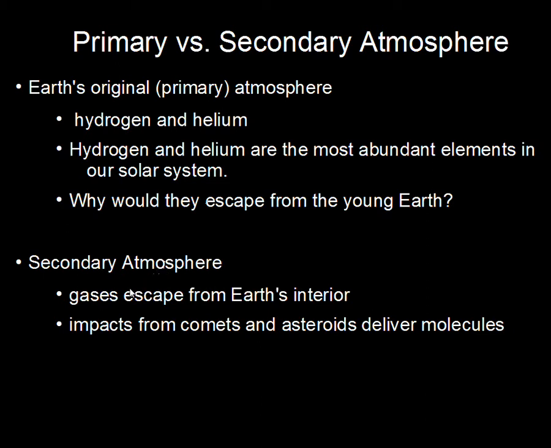And the sources for the secondary atmosphere would be gases from the interior coming out of volcanic vents, geysers, and other semi-conduits from the interior of the Earth to the outer part of the Earth. Also, comets and asteroids, those impacts could deliver molecules to us, the lighter elements and the ices of the comets, and supply us with water and other valuable molecules that we have in our atmosphere today.